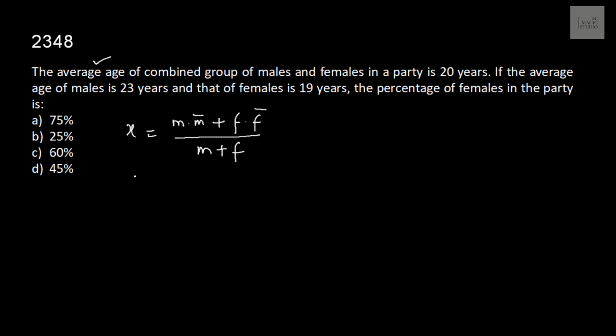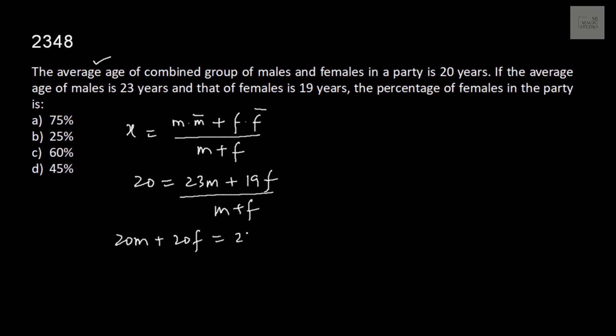So here the overall average is 20. If the average age of male is 23 years, that means 23m, and that of female is 19, 19f, upon m plus f. So we'll get 20m plus 20f equals 23m plus 19f. 20 minus 19 is 1f, 23 minus 20 is 3m.